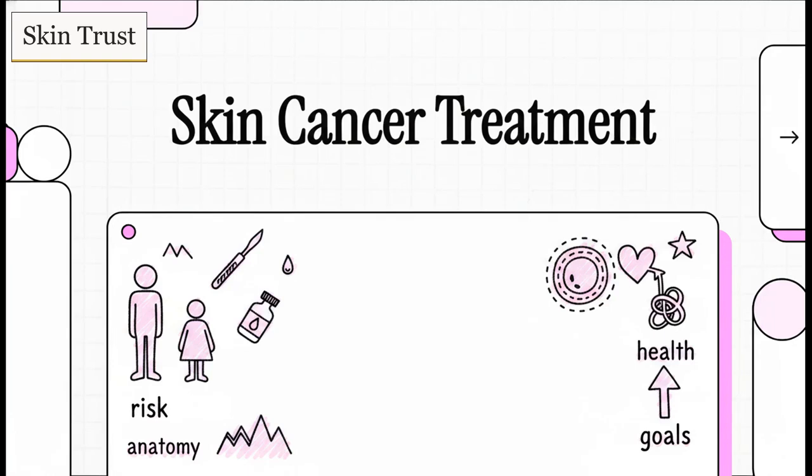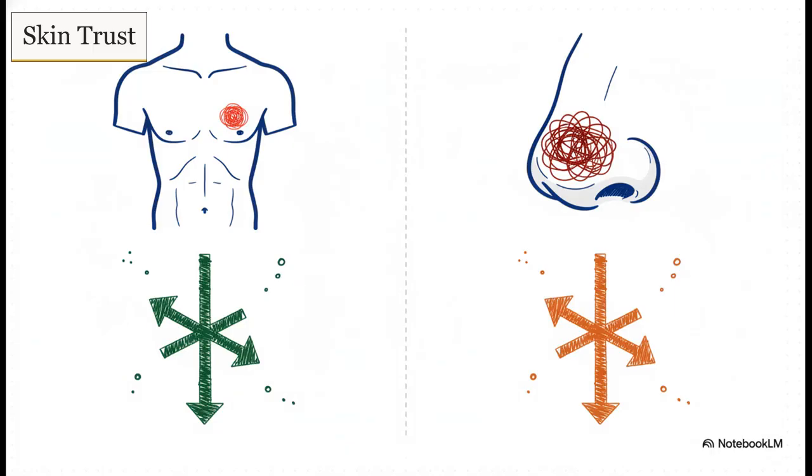Two people can have the same skin cancer name and need very different treatment because risk, anatomy, margins, health, and goals change the problem. Wait, let me just stop you right there. If they both have basal cell carcinoma, why doesn't a cancer diagnosis just result in a standard removal process for everyone? Well, because a visually small tumor can actually carry a very large margin problem.